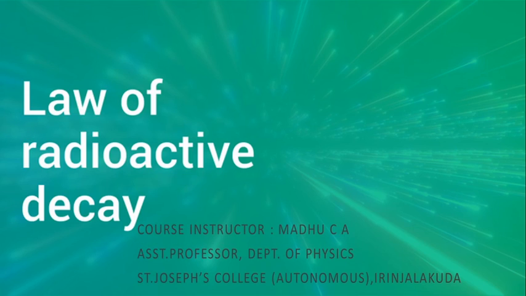We had already started the topic radioactivity, in which we had seen the different types of radioactivity, the properties of radiations, like the properties of alpha, beta, and gamma, and the different radioactive decay modes. Today we are going to study the theory behind this radioactivity. So our topic is law of radioactive decay.